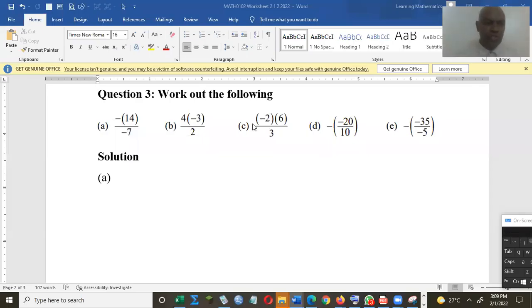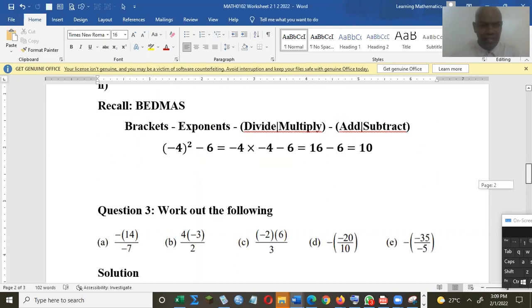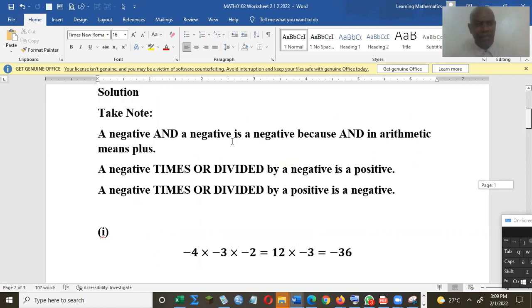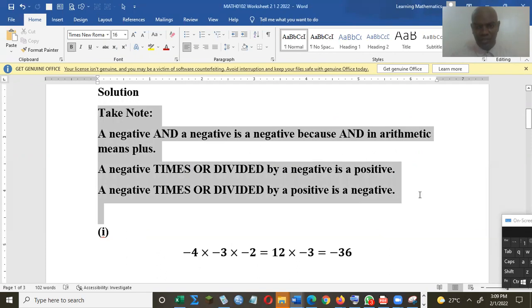Yes. So question number 3 says negative 14 divided by negative 7. Don't worry about that bracket, because there's only one number inside there and there's an invisible negative 1. So that's basically negative 14 divided by negative 7. And please remember we said a negative times a negative is a positive. A negative divided by a negative is a positive.